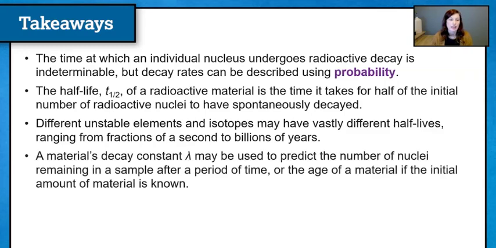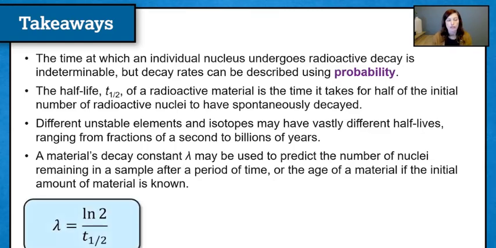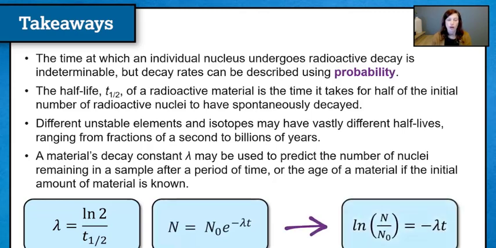And lastly, the decay constant can be used to predict the number of nuclei remaining after a time period, or the time period that has elapsed if we know how much we have. And so we've got a couple different mathematical models that we can use to predict the number of remaining nuclei or how much time has elapsed.